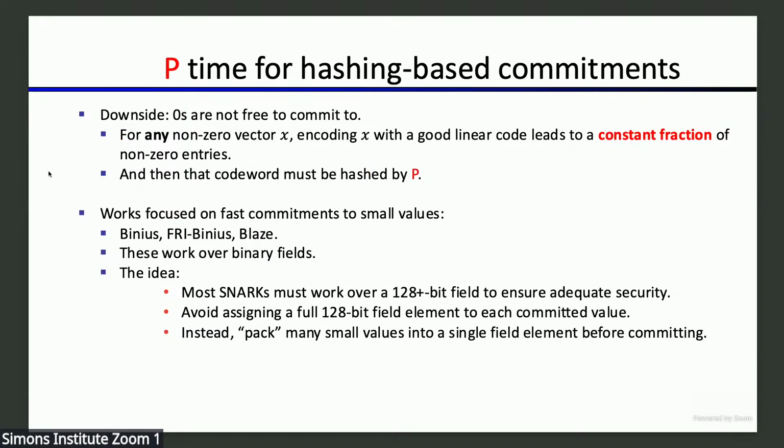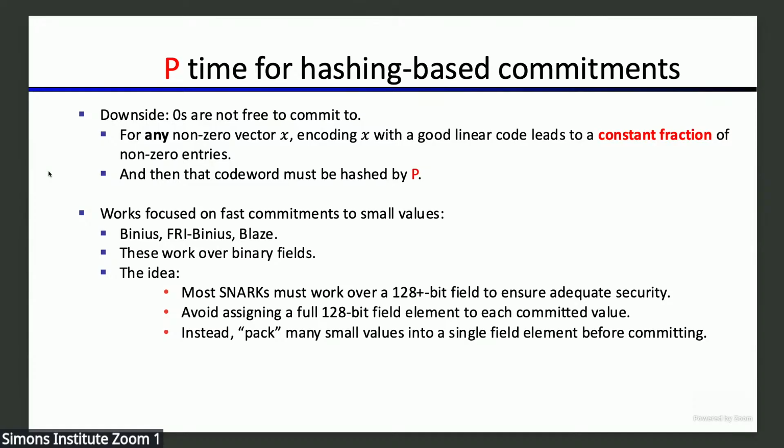Okay, one thing I will mention, because there's been some important progress recently, is that hashing-based commitments cannot give you free commitments to zeros, but they can give you pretty fast commitments to small values. Okay, and I want to mention how you can do that. All of these hashing-based schemes, to get adequate security, ultimately have to work over a 128-bit field, generally a lambda-bit field somewhere, right? So you need a big field somewhere in the scheme.